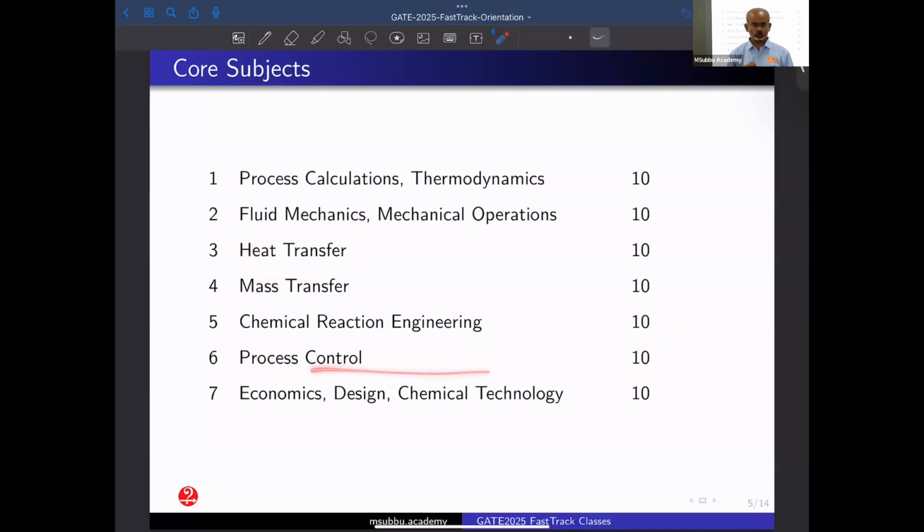So in that way, I suggest the focus should be more on heat transfer and process control, to easily get the 10-10 by simply studying 2 subjects, 2 semester contents.